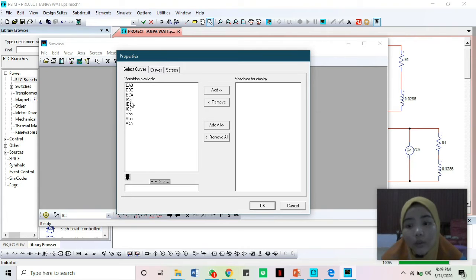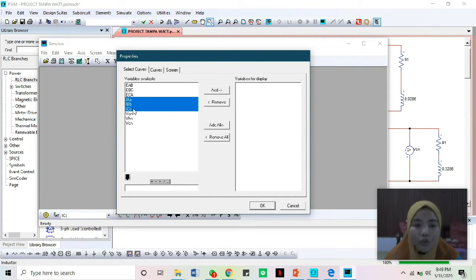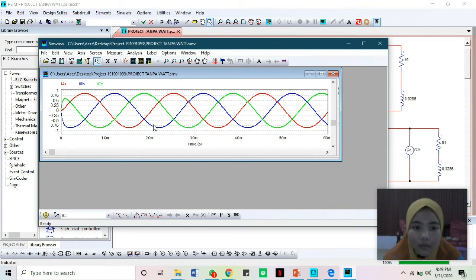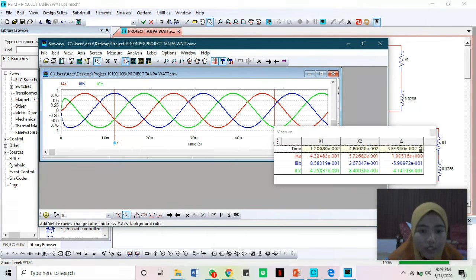So what did I want to measure? IAA, IBB and ITC. I will show you one by one. So I will add this, and it will show you this graph. Then you measure, and it will go out like this.